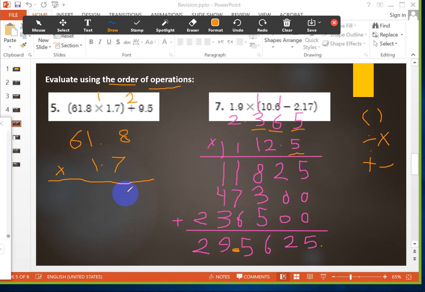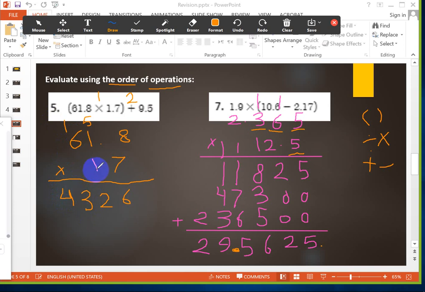Very good, 56. So I put 6 here and 5 above the 1 now. 7 multiply 1 equals 7. 7 plus 5 equals 12. So I put 2 here and 1 above the 6. 7 multiply 6 equals 42. 42 plus 1 equals 43.